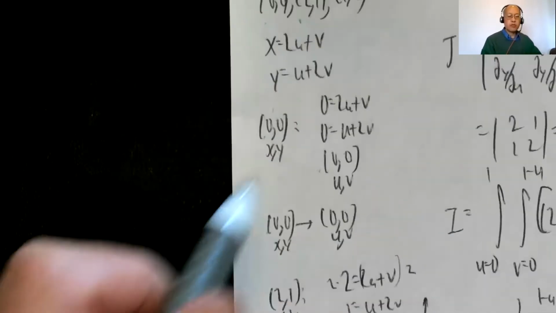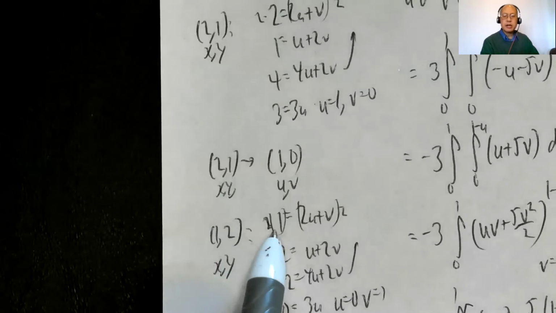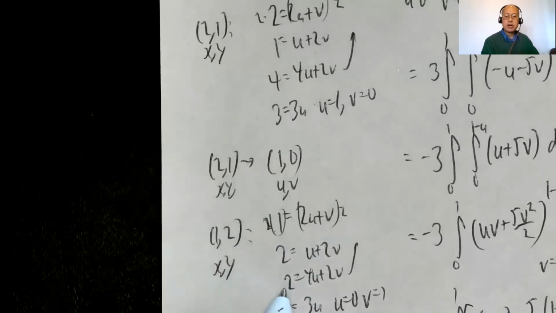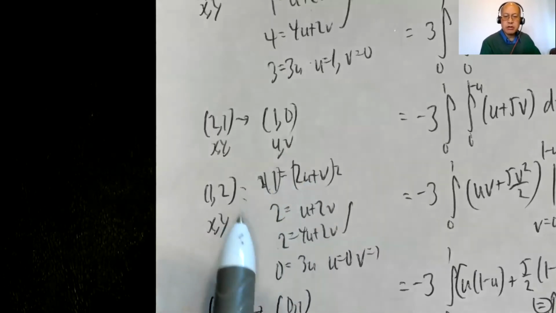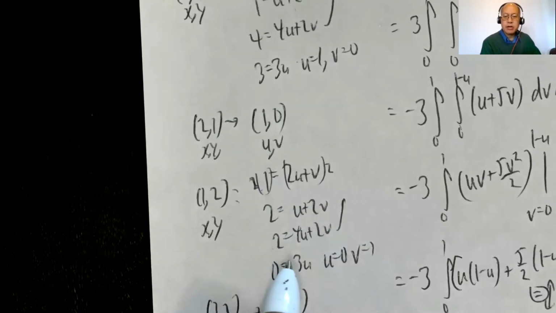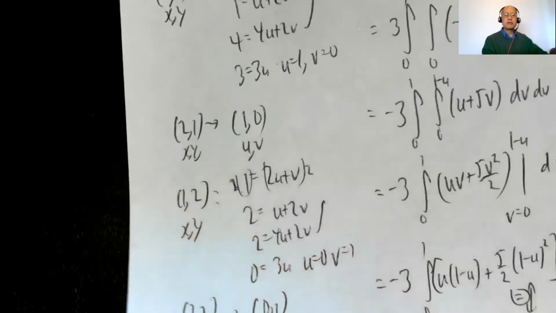Okay, and then the point 1, 2, the algebra is pretty much the same. So 1 equals 2u plus v, since that's x. And 2 is u plus 2v. Multiply that equation by 2: 2 equals 4u plus 2v, subtract. 0 equals 3u, u equals 0, v equals 1. So 1, 2 becomes 0, 1.